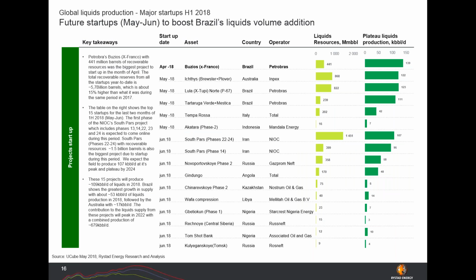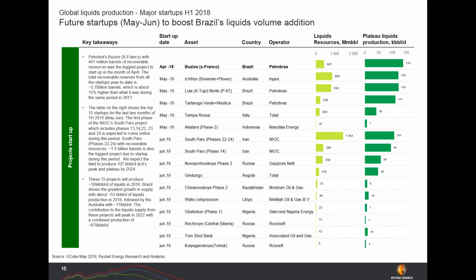Moving on, every month in our Upstream Trends report, we provide an overview of the most recent startups expected. The table lists top 15 oil fields that are estimated to start producing during May-June 2018. Last month, Petrobras' Buzios field was the largest field to begin production with around 441 million barrels of resources. Among the biggest fields to come online in the next 2 months is the South Pars project, which includes phases 22 to 24 and 14 expected in June. Cumulatively, the fields have recoverable resources of around 1.8 billion barrels with production plateau over 200,000 barrels per day.